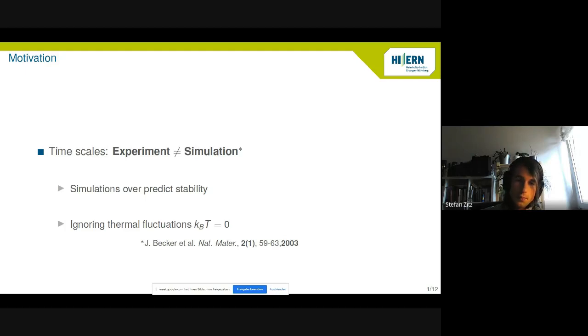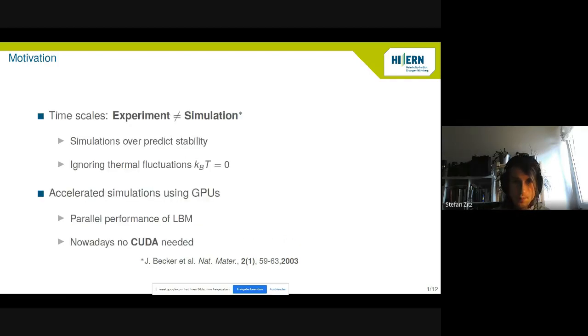So as Becker pointed out in this nice paper, one reason why they thought that the experiments did not match with their simulations was the ignorance of thermal fluctuations. And I think we had like five talks already saying things about the thermal fluctuations and how important they are for Navier-Stokes. And I think this is also true for the thin film equation.